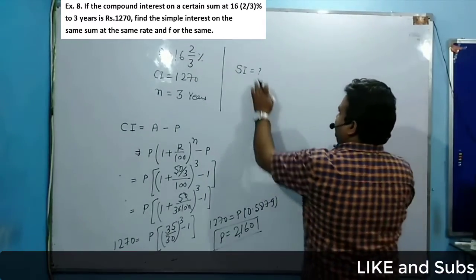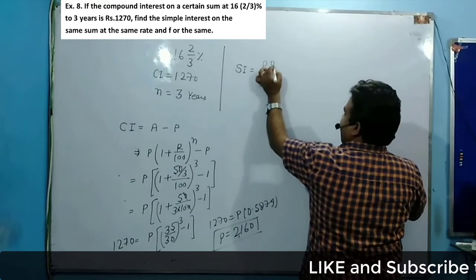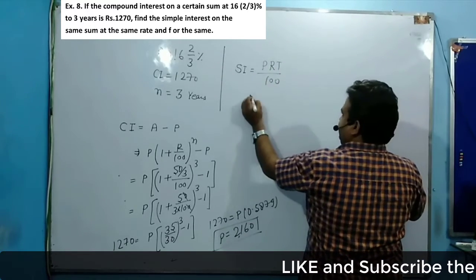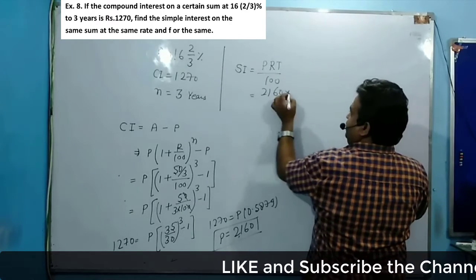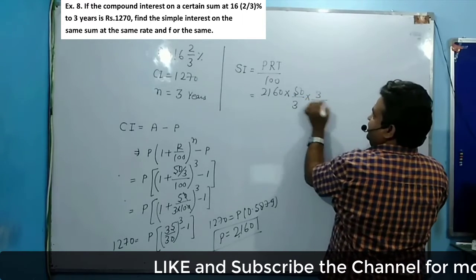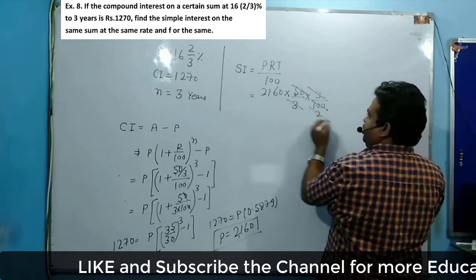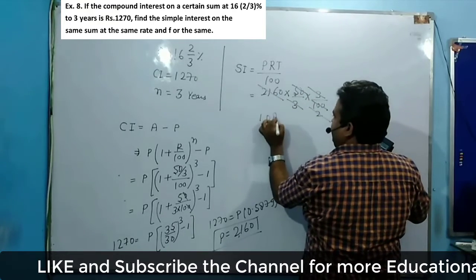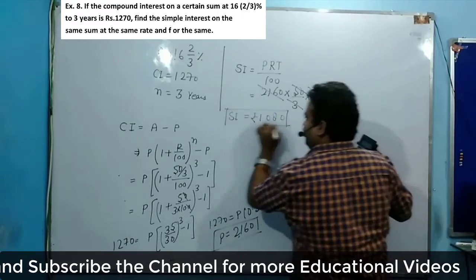Now the same principal I am going to use to calculate simple interest. So the simple interest formula is PRT by 100. P value is 2160. R value is what? 50 by 3. T value is 3 years. Divided by 100. 2 times gone. 2 and 2 gone. 2 ones are 2, 0, 8, 0. Now this amount is your simple interest for this problem.